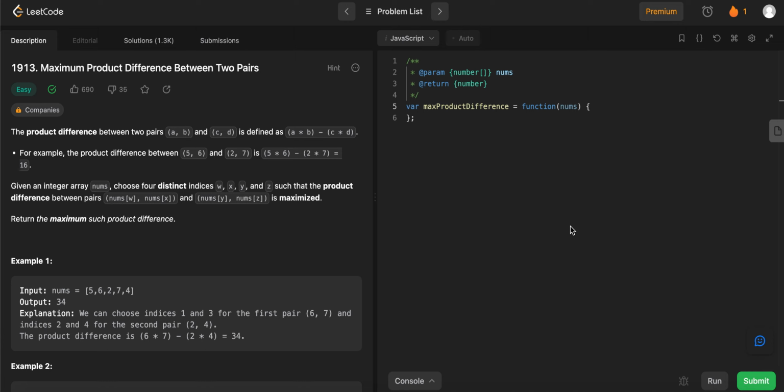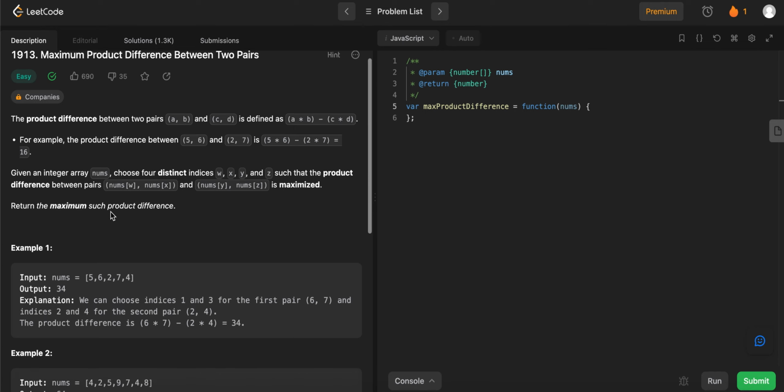Hey everyone, today we're working on LeetCode challenge number 1913, maximum product difference between two pairs. In this challenge, they tell us the product difference between two pairs, A, B, and C, D is defined as A times B minus C times D. For example, the product difference between 5 and 6 and 2 and 7 is 5 times 6, which gives us 30, minus 2 times 7, which is 14, which would give us 16.